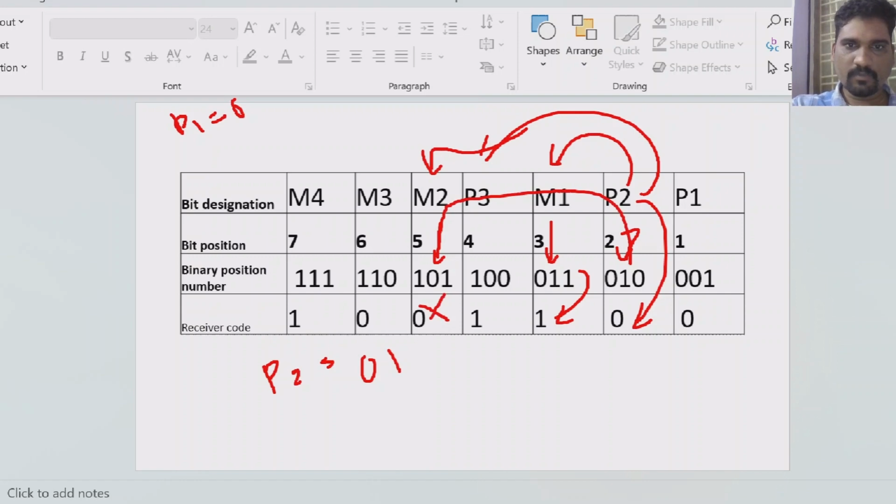If it is not matching, we should not write this value, right? Now what is the answer? We need to skip this one. Again P2 should be compared with the message bit 3. Now do we have this location 1? Yes. So what is that value? 0 is that value, right?